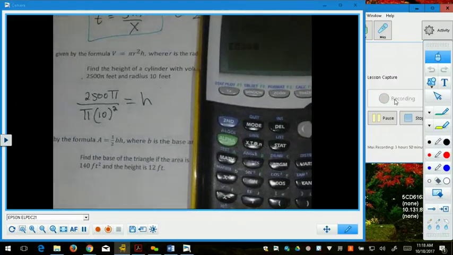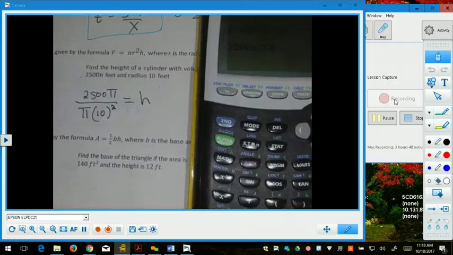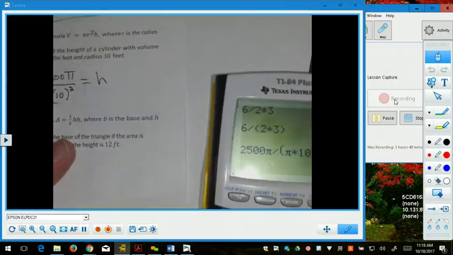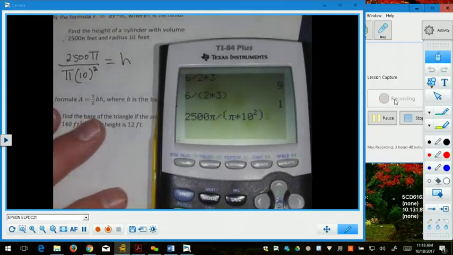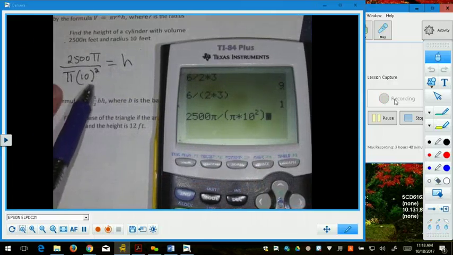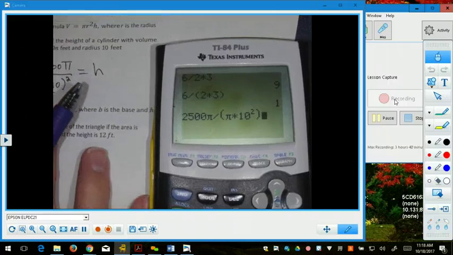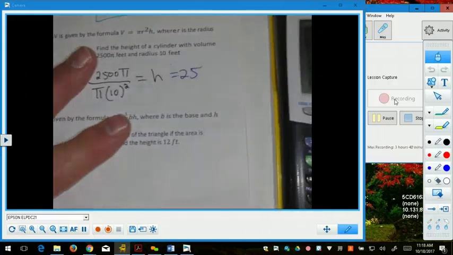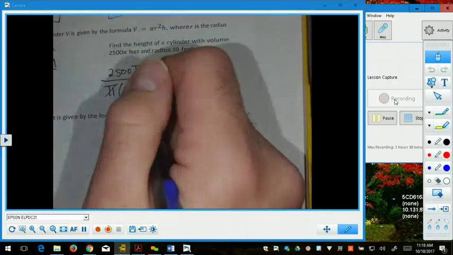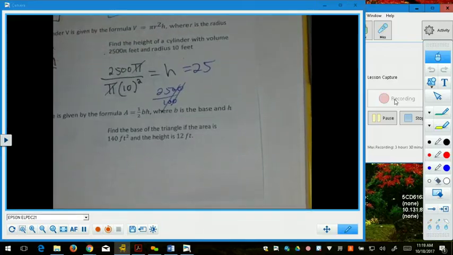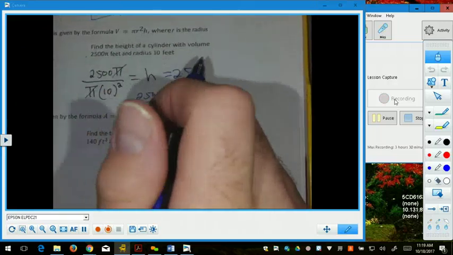So 2500 pi divided by the product of pi and 10 squared. By the way, what's going to happen to the pi? It's going to cancel out. I didn't even think about that, but yes, the pi is going to cancel. I'm going to have 2500 divided by, what's 10 squared? 100. So guess what my answer is going to be? I don't even need the calculator. 25. But I can do it in the calculator. I still get 25. Right here, my pi's cancel. That's 2500 divided by 100. 25 over 1, 25.